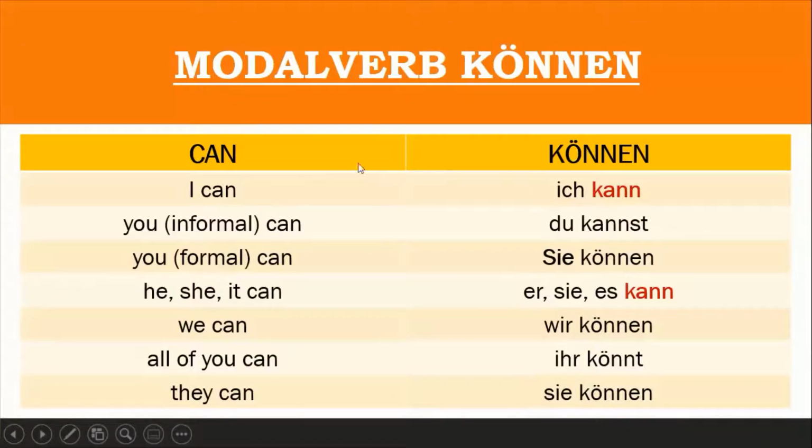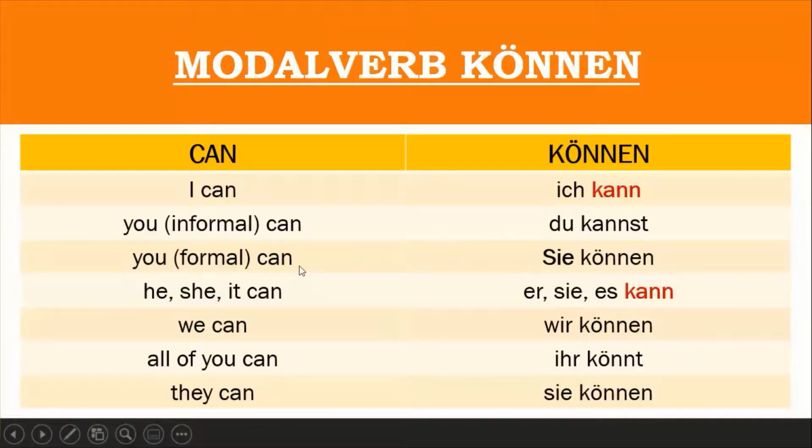Können is can. I can, ich kann. You can, and by this you I mean the informal way of addressing someone with the word du, so it is du kannst.